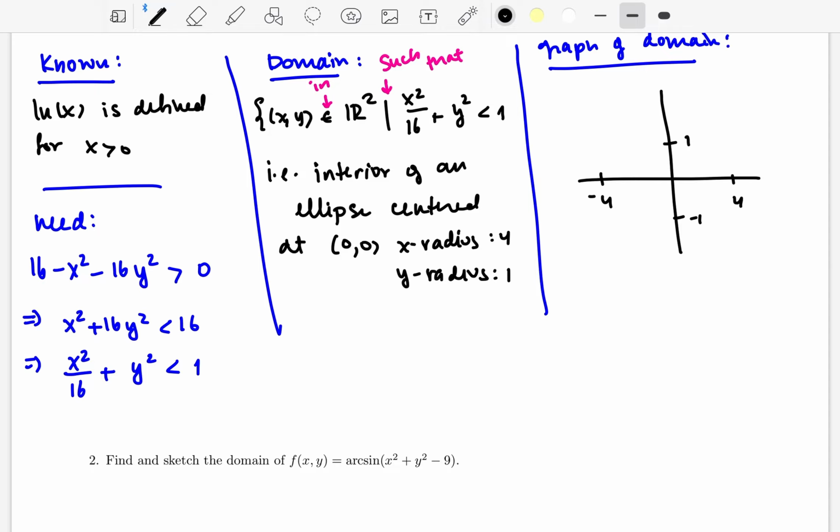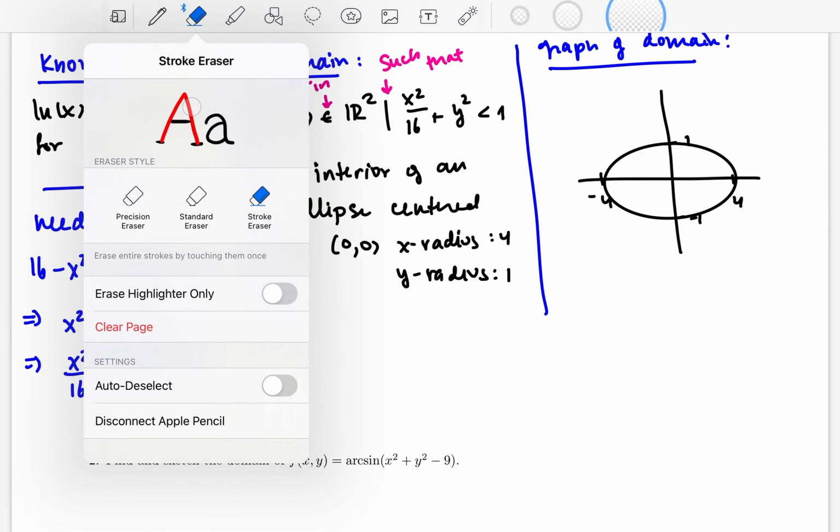Now you have to be careful, because since we have strictly less than here, we're not going to include the boundary. So if I draw an ellipse, I have to be careful not to include the boundary. I'm going to draw it like this so that you know that I'm not including the boundary. Maybe I'll make it prettier and make the boundary dashed so that you know that it does not include the boundary. See, that's much better.